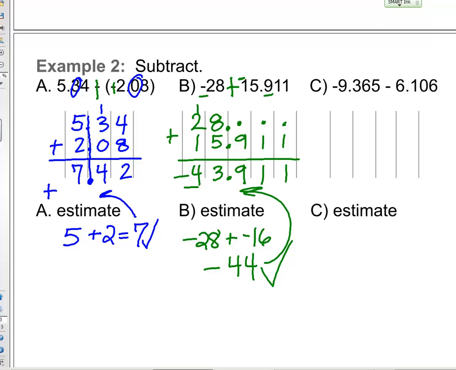Moving on. Letter C. Again, instead of subtracting, we add. The opposite of 6 and 106 thousandths is negative 6 and 106 thousandths. Okay, so here we go. Do I have more negatives or positives? Hopefully you're saying negatives. And the signs are the same. They're both negative, so we are going to add the absolute values.